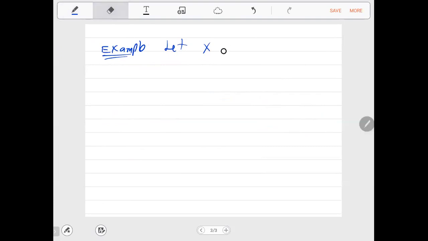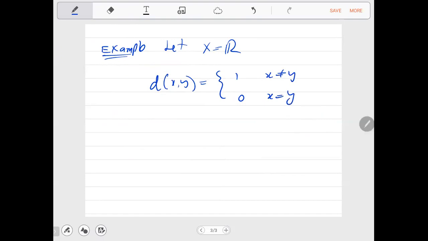So you can consider X equal to R, no? And define d(x,y) equal to 1 if X not equal to Y, and 0 if X equal to Y. But R is a vector space, right? So R is a vector space.